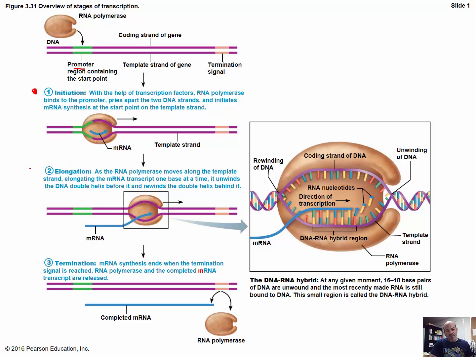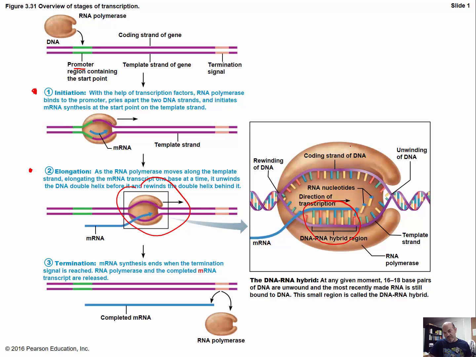And so then we go to the second phase here called elongation. As the RNA polymerase moves along the template strand, it elongates the mRNA transcript 1 base at a time. It's going to unwind the DNA double helix in front of it and then rewind the DNA double helix behind it. So as it moves through there, it's unwinding it as the mRNA is elongating. And if we come over here to where we blow up this area to look at what exactly is going on, here you have the RNA polymerase. It's unwinding the DNA in front, and as it's reading it, here you have the hybrid area right here.